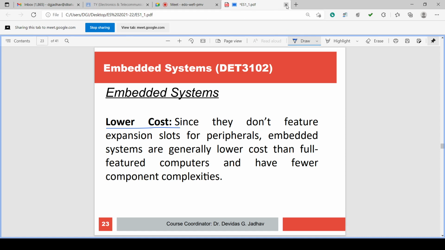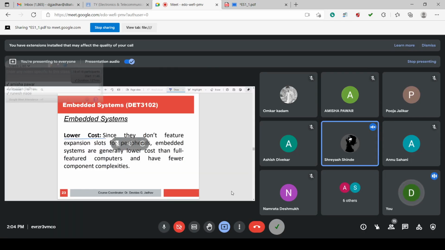Okay, so I think we should stop here now for today for embedded system class. Tomorrow again we are having the same first OFSS class and then continuing the same link embedded system class.